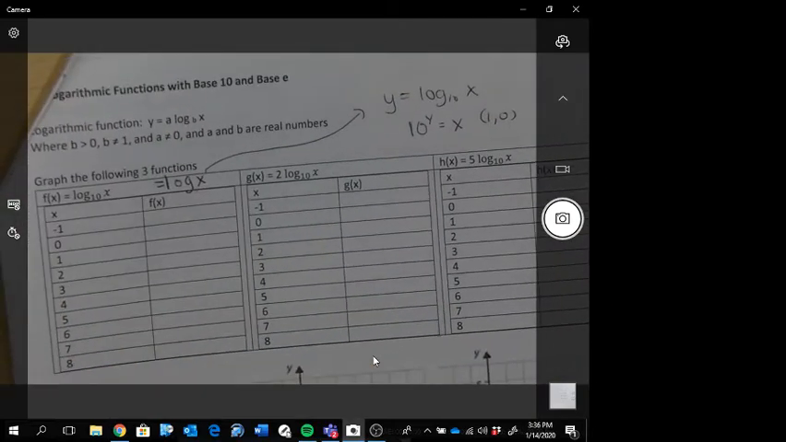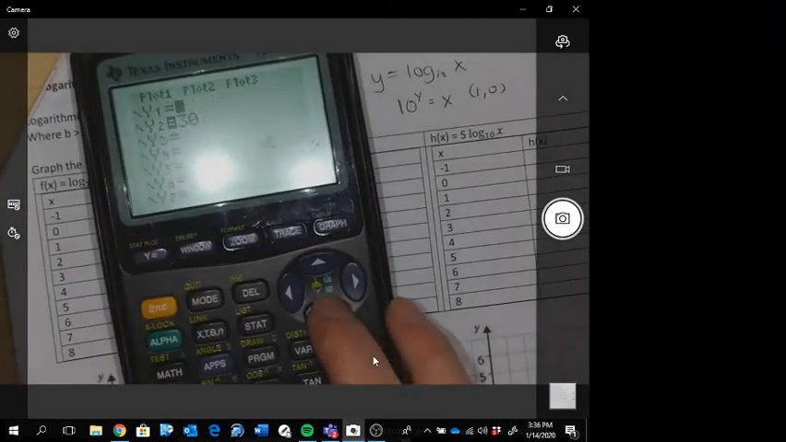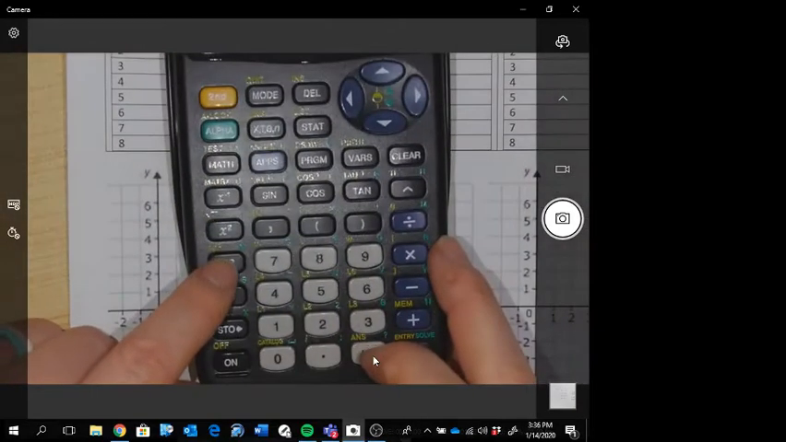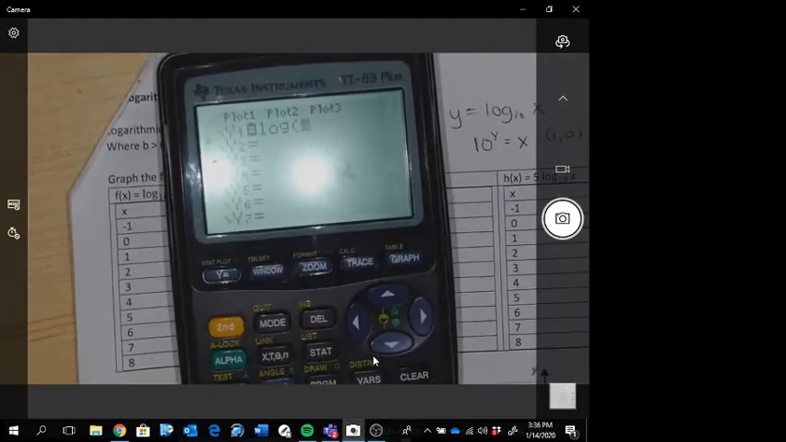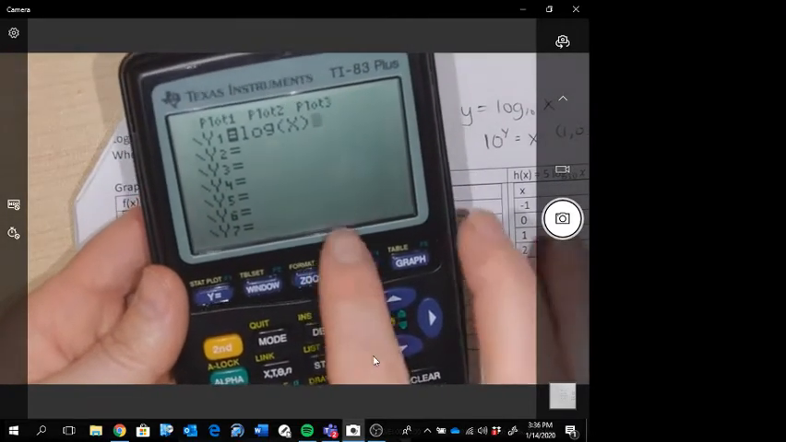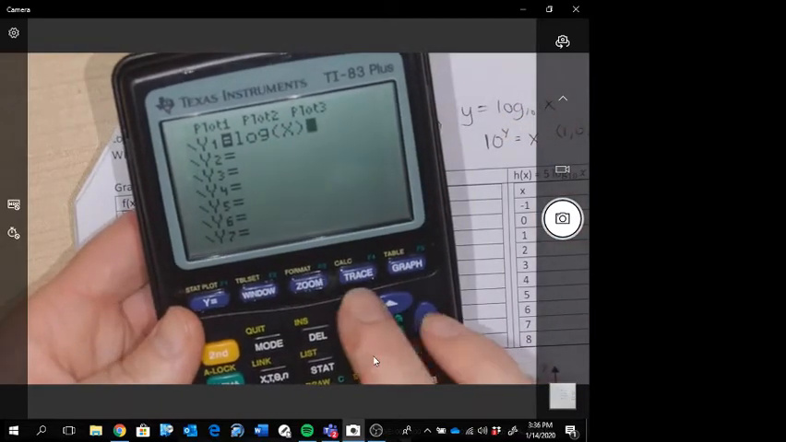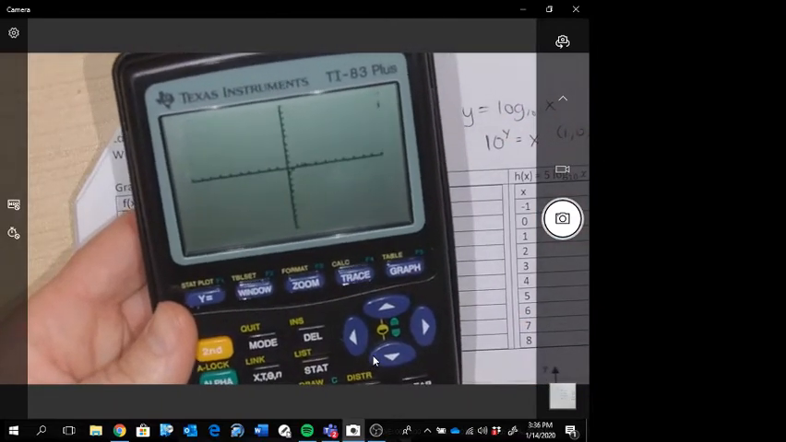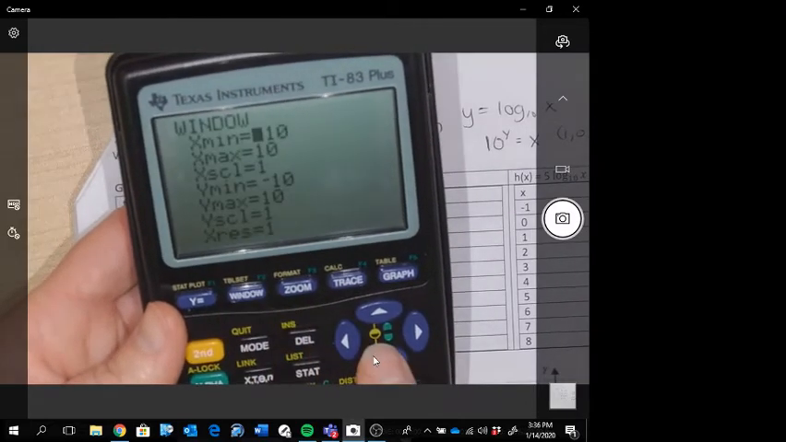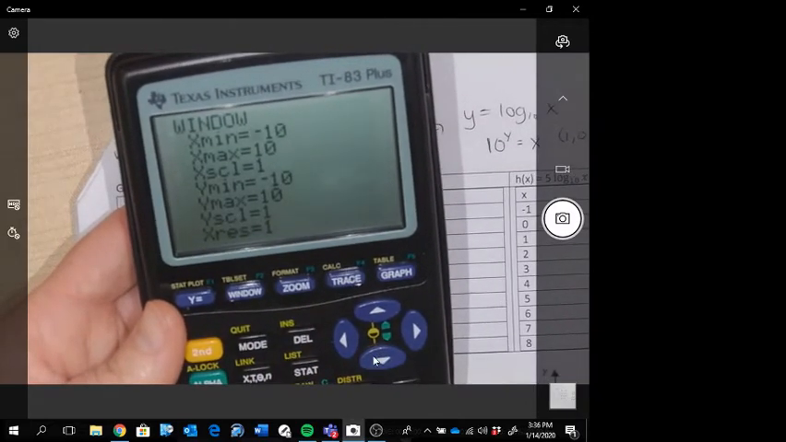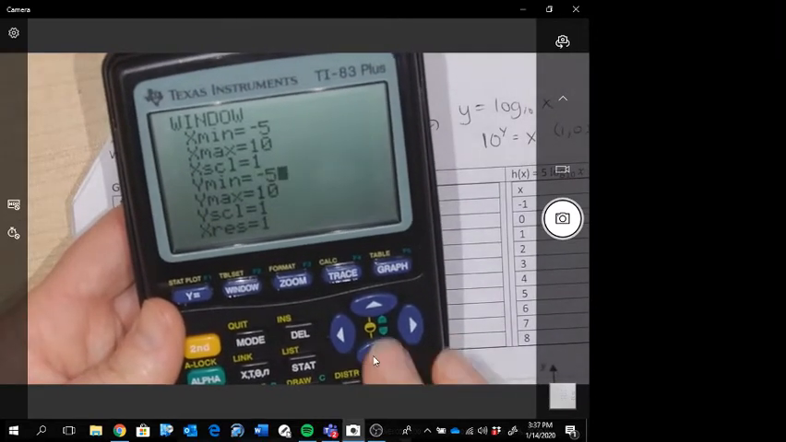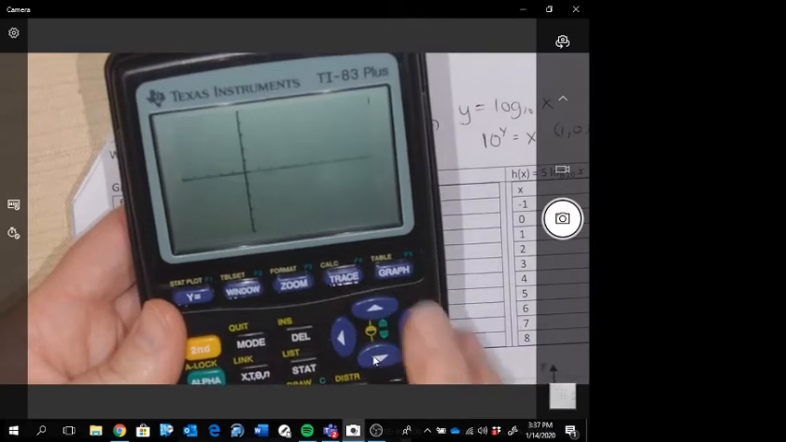Okay, so we're going into y equals. The log button is over here, so just hit the log of x. This calculator actually doesn't let us type a little number 10 in there. I'm going to just zoom 6 and get it on a regular window and see what happens. I'm not going to go very far on my x's, and I'll change my y to -5 and 5.